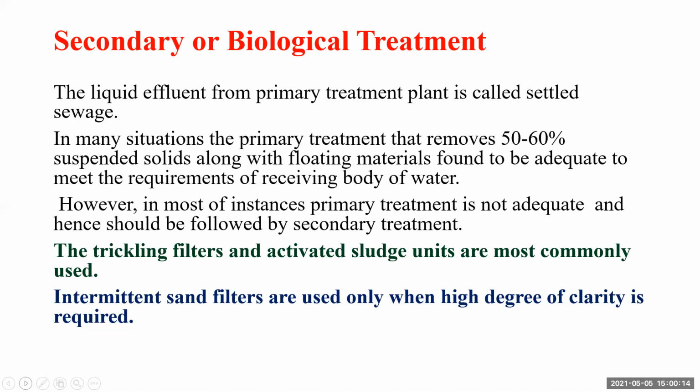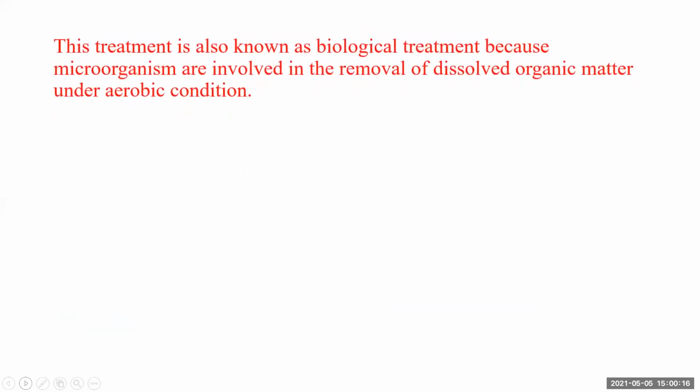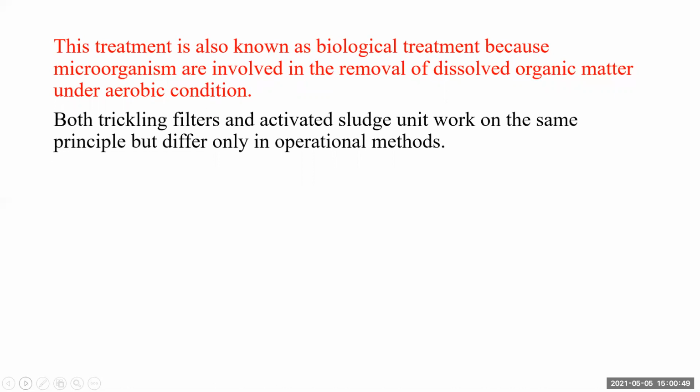Secondary treatment is done by using a trickling filter or an activated sludge, or you can use other filters like intermittent sand filters. Secondary treatment is also known as biological treatment because microorganisms are involved in the removal of dissolved organic matter under aerobic condition. So in the presence of oxygen, microorganisms bring about the degradation of organic matter present in the sewage.